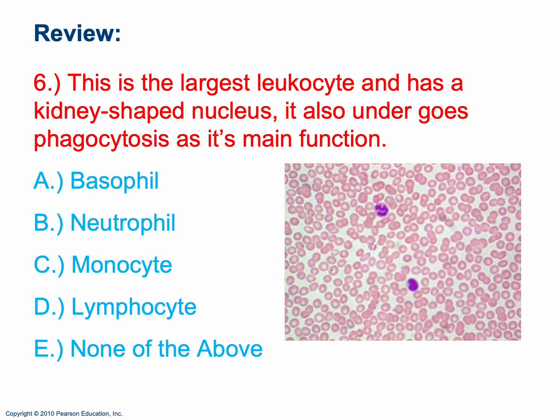Number 6 for review. This is the largest leukocyte and has a kidney-shaped nucleus. It also undergoes phagocytosis as its main function. So based off of these choices, what would be the correct answer that you would go with here? All right, and the correct answer, I would select letter C, the monocyte. So monocyte is the correct answer here.